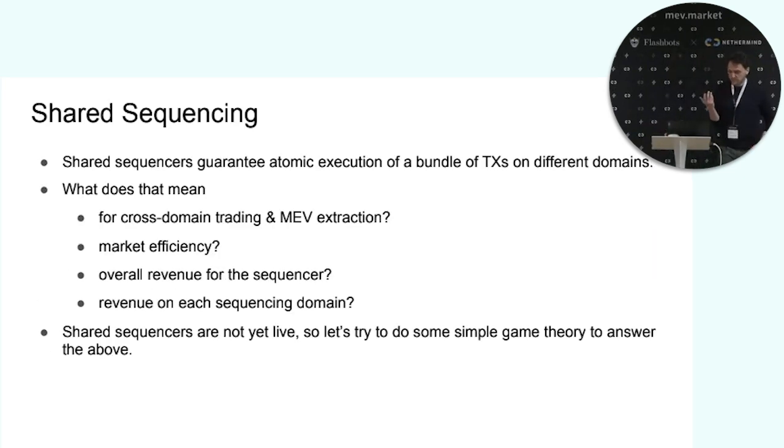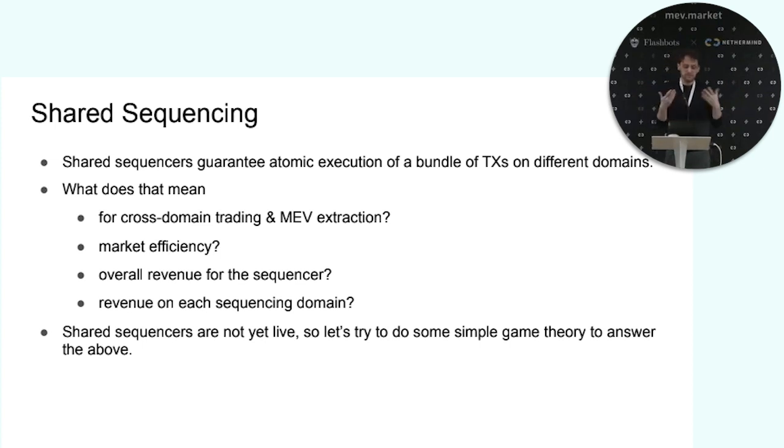And then we were wondering, okay, those questions might be obvious to you, but we wanted to understand them theoretically. Suppose we have a shared sequencer, and we have this cool functionality that we can have atomic execution of bundles of transactions on different rollup domains, right? So it would be super cool if I can place one leg of my trade as an arbitrageur on Arbitrum and one on Optimism, and I'm guaranteed that they both execute, or neither of the two is executed.